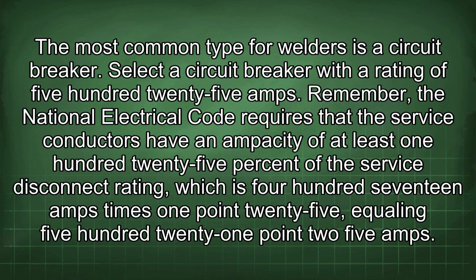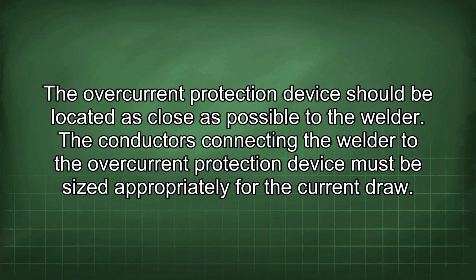Remember, the National Electrical Code requires that the service conductors have an ampacity of at least 125% of the service disconnect rating, which is 417 amps times 1.25, equaling 521.25 amps. The overcurrent protection device should be located as close as possible to the welder. The conductors connecting the welder to the overcurrent protection device must be sized appropriately for the current draw.